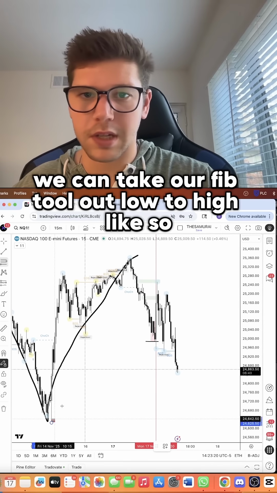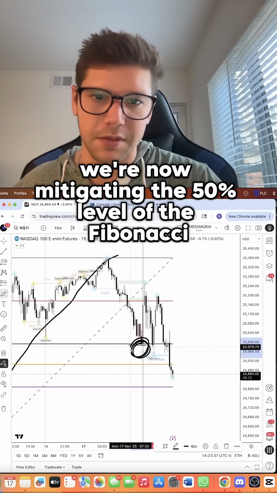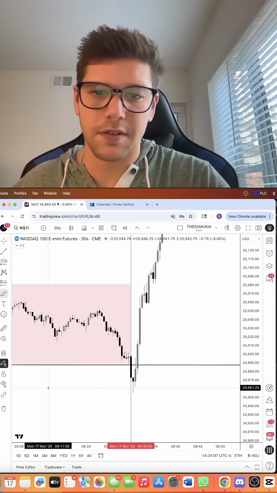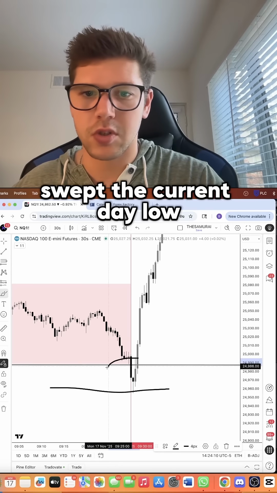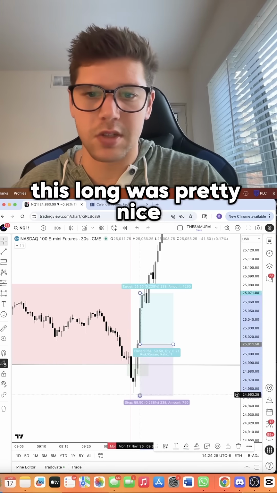We can take our fib tool out low to high like so, and we can essentially see that we're now mitigating the 50% level of the Fibonacci. Now let's come back in. So given that we're at the 50% Fibonacci level, swept the current day low, and in the first 5 minutes of the open, we had this inverse fair value gap, this long was pretty nice.